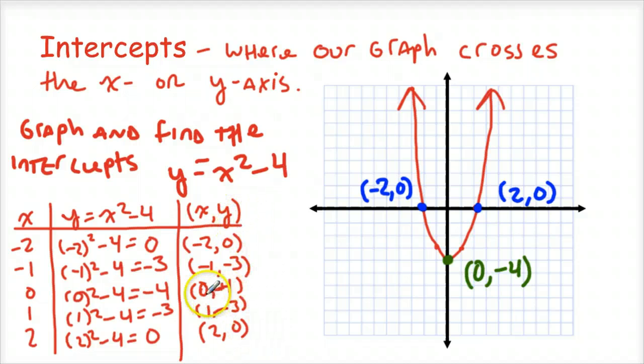And the y-intercept is where x equals 0, so I see that that happens right here at (0, -4). But sometimes your table isn't going to tell you all the intercepts. That's why it's always a good idea to at least draw the graph or plug it into our calculator, which we'll talk about in class tomorrow.